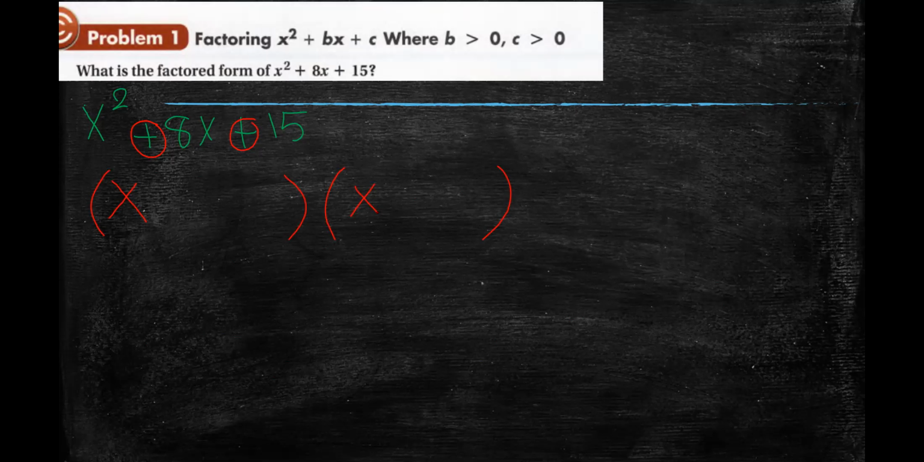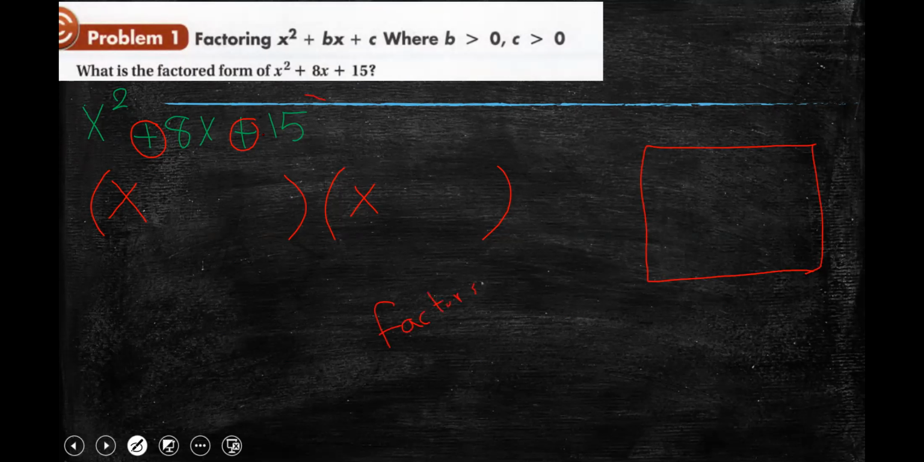Then, as I told you, the numbers are positive 8x and positive 15. What does it mean? That means I want you to make a table. In this table, I want you to give me the factors. Be careful. Factors of 15. Okay? I want you now here to write the factors of 15.